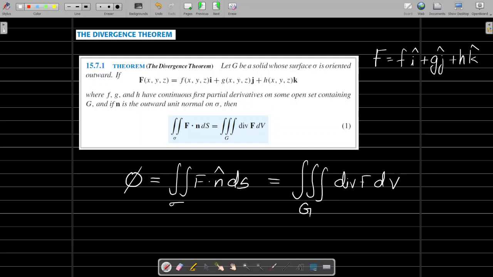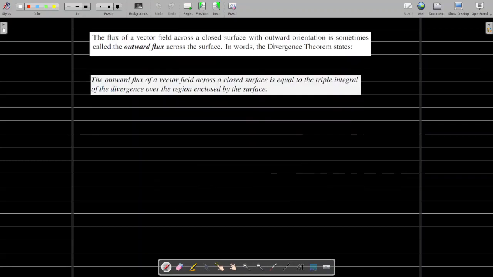So G is the solid whose outward surface is given by sigma, and the flux through sigma is given by the triple integral over G of the divergence of F dV. This is what the divergence theorem states. Now we will make use of this divergence theorem to evaluate some flux integrals in the following questions. Here is the written form of the divergence theorem.